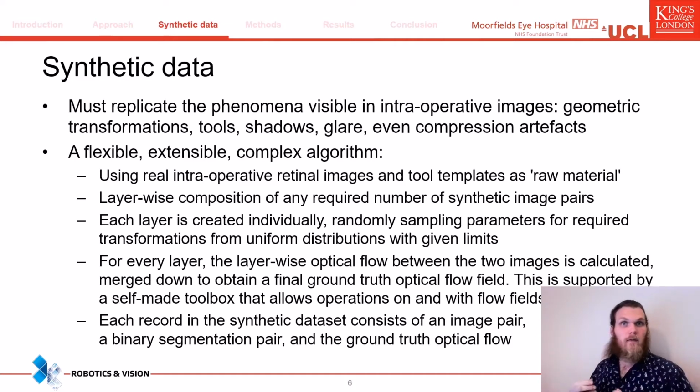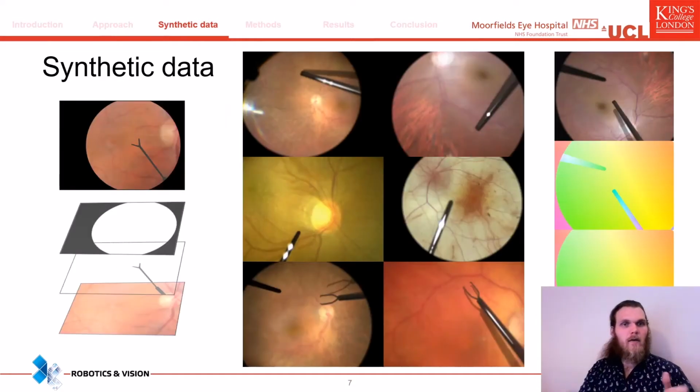Each record in the synthetic dataset will then in the end consist of an image pair, a segmentation pair, and the ground truth optical flow. Here on the left-hand side, you can see a schematic of this layering, retina on the bottom, tool in the middle, field of view on top. In the middle we see a few sample outputs that show the varied output that we can get from the synthetic data algorithm.